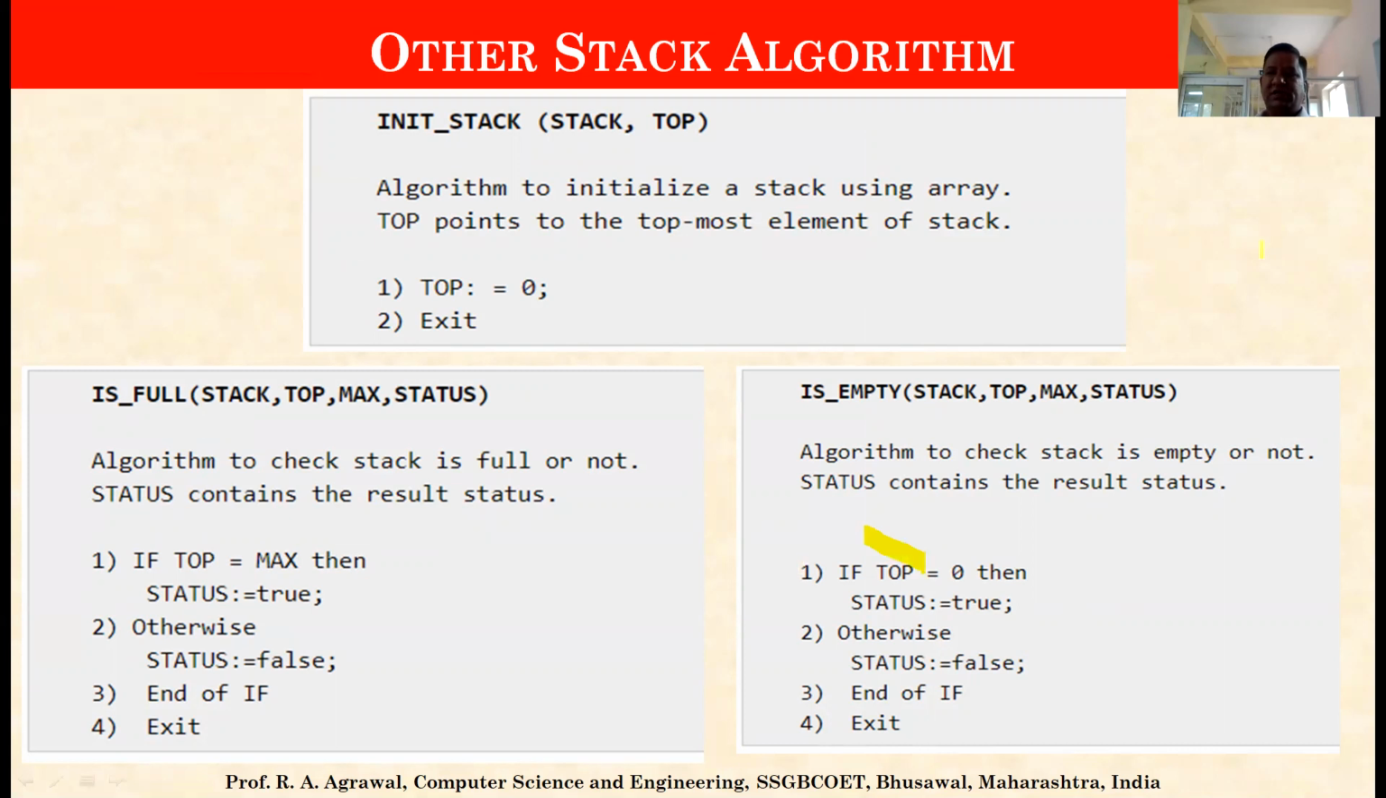First one is initializing the stack. How will you initialize? Top equals -1, or either you can write top equals 0. This is the initial condition. Full condition is that when top equals max, it will return a true value. If this is not the case, then it will return a false value. If you are implementing this with the help of an array, then the condition will be top equals max -1. Then status will be true, otherwise it will be false. If you are checking for empty condition, then if top equals 0 or top equals -1, it will return true, otherwise it will return false.